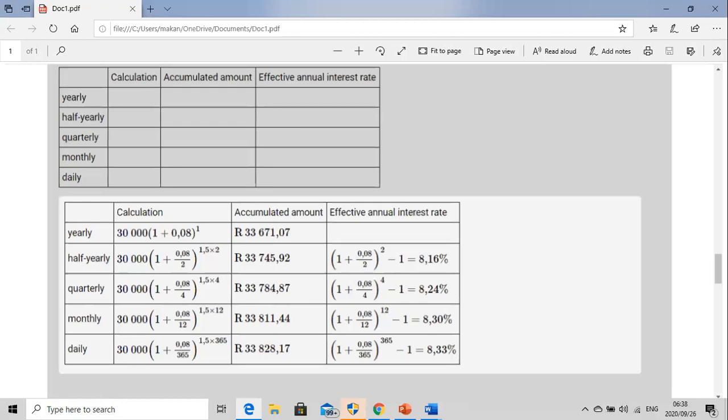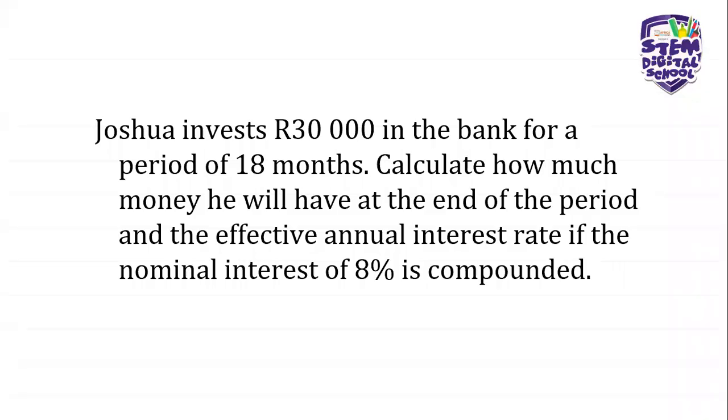And so you can actually tell that when you do it yearly, the interest rate will be different than when you do it half yearly. So half yearly means twice. So the effective annual interest rate will definitely increase. And this has answered our question on the investment made by Joshua at the beginning with the bank, the investment of 30,000 rands, which will increase at the end of the period, together with the effective annual interest rate, if the nominal interest rate is 8%.